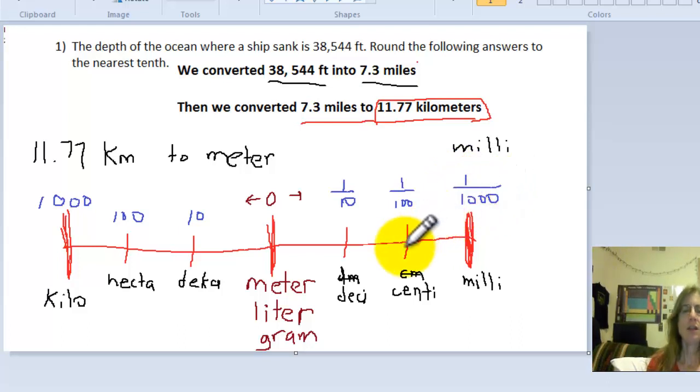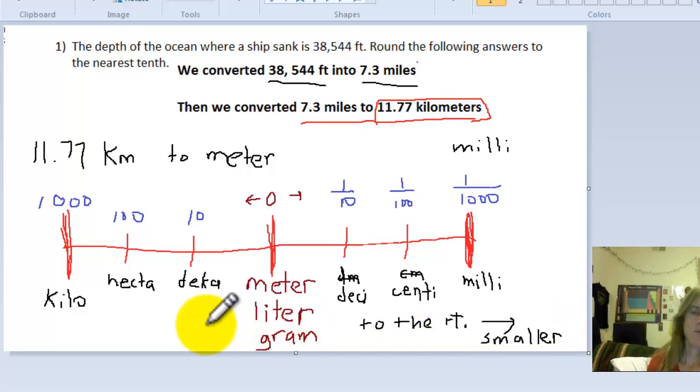So anytime you move to the right, that's this direction, you're getting smaller. Anytime you move to the left, you're getting larger. And that's the whole key to the metric system. And when I say move, we're usually referring to moving the decimal.